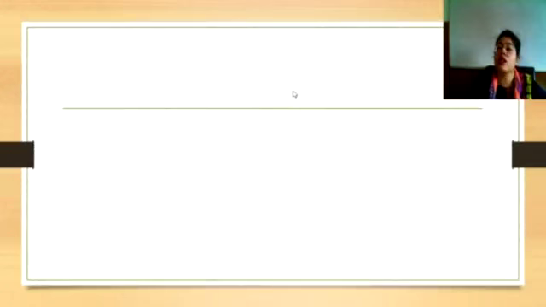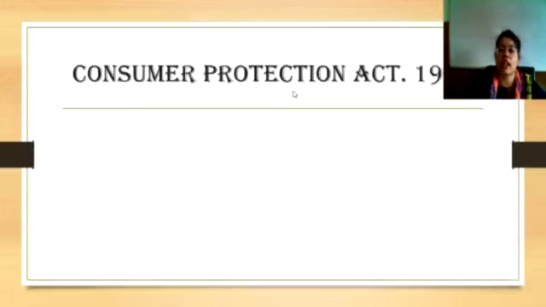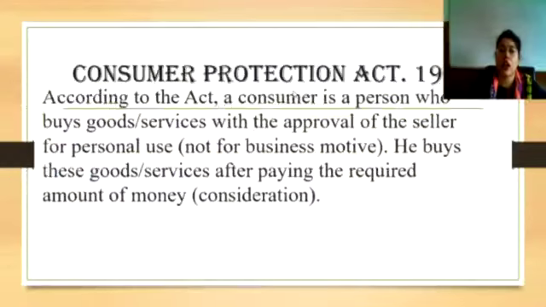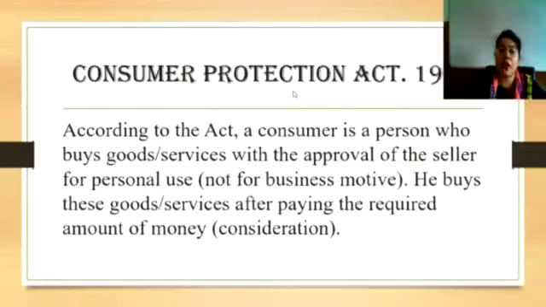Now, who is a consumer according to Consumer Protection Act 1986? Consumer is a person who buys goods and services with the approval of the seller for personal use. He buys these goods and services after paying the required amount of money. So I think who is a consumer under Consumer Protection Act 1986 is clear to you.